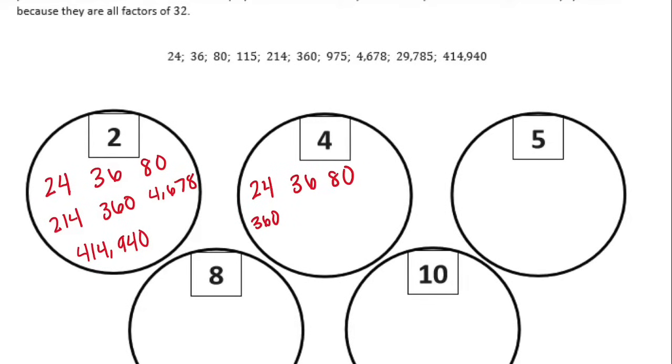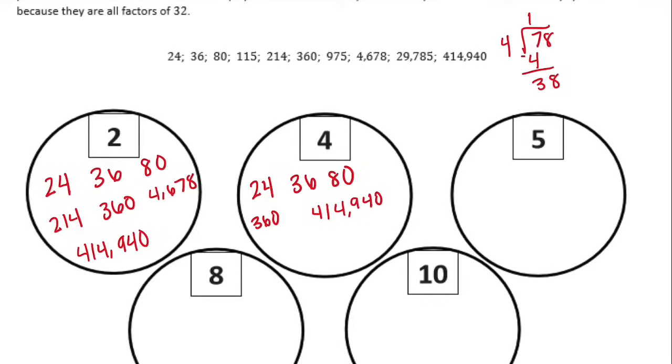975, we cannot do 75 divided by 4, so that does not belong in there. 4,678, let's do 78 divided by 4. Let's see if it works. 4 can't go into 38, so that's not going to work. That's not divisible by 4. 29,785, 85 is not divisible by 4, and 414,940, 40 divided by 4 is 10, so this does belong in there.